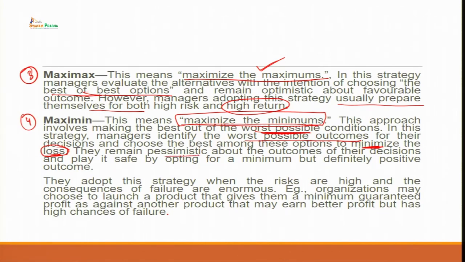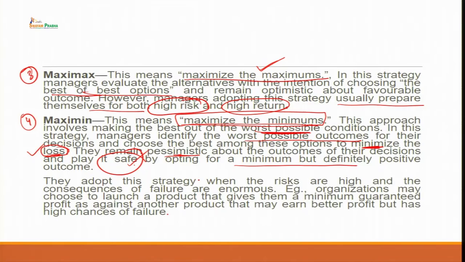They remain pessimistic about the outcomes of their decisions, and managers play it safe by opting for a minimum but definitely positive outcome. So, here they are just trying to be more safe in their approach, while in Maximax, the manager is taking high risk. High risk may lead to high return, while Maximin will lead to maybe lesser outcome or some losses, but it will be safe. It will not take the organization to negative downturn.